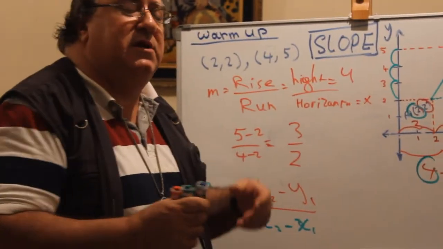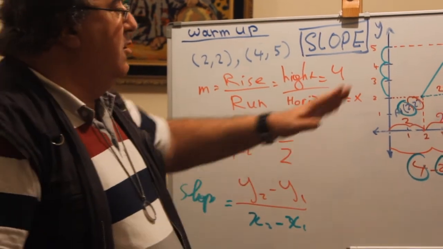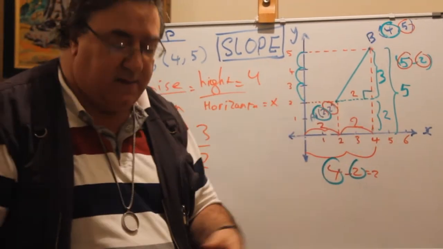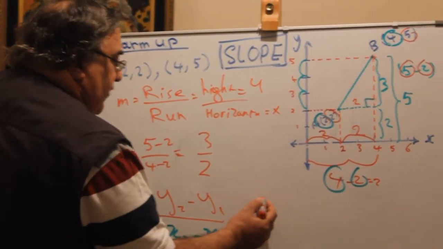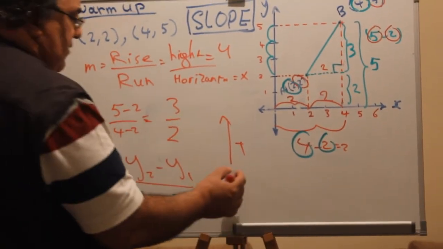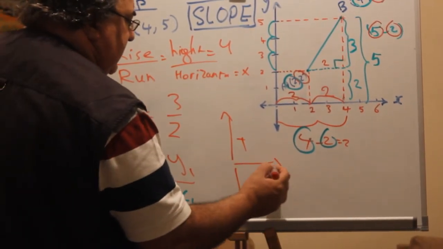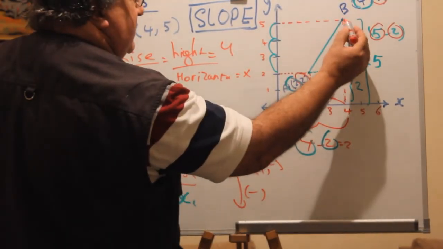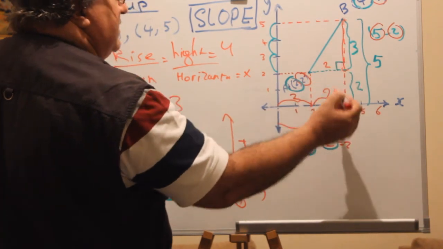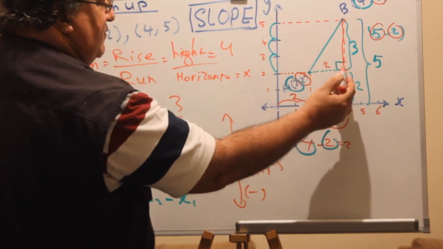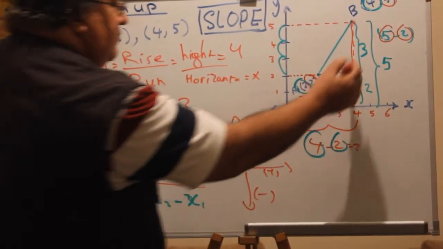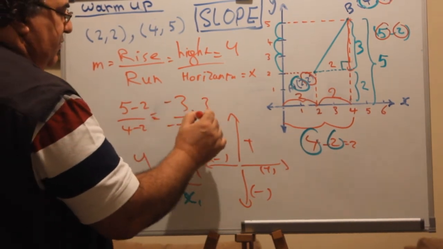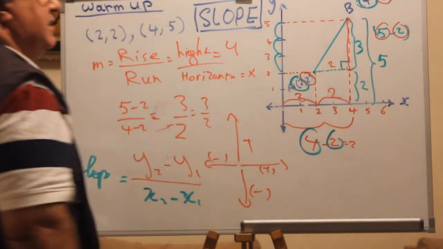Last thing I would like to tell you is when the slope will be positive or negative. The inclination in this way is positive, and the inclination in this way is negative. Why? If you go up, you are going positive. If you go down, you are going negative. If you go right, you are going positive. If you go left, you are going negative. So if I start from here, the distance going down is minus 3, and the distance going left is minus 2. Minus 3 over minus 2 gives you positive 3 over 2. So in this inclination it is always positive.